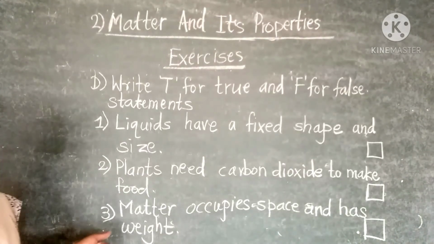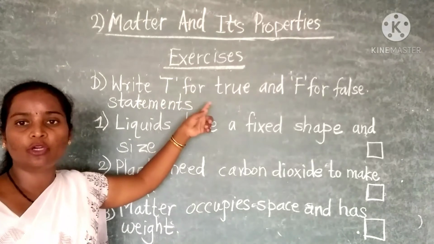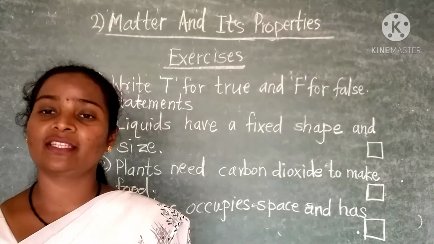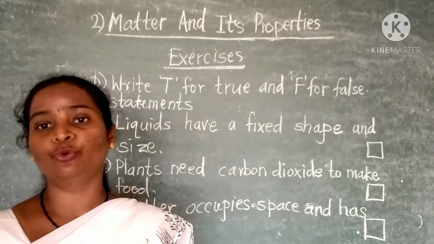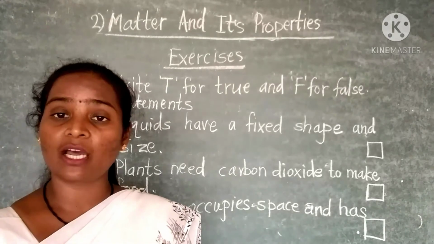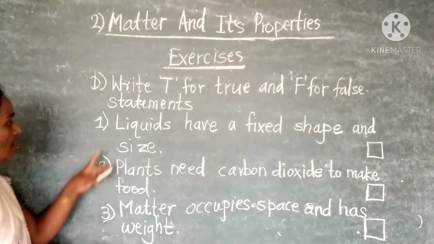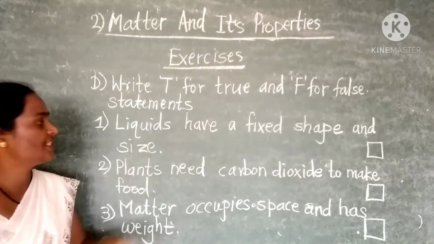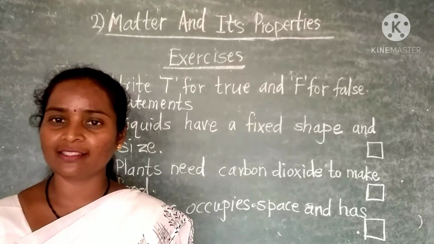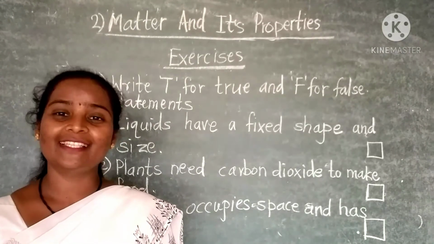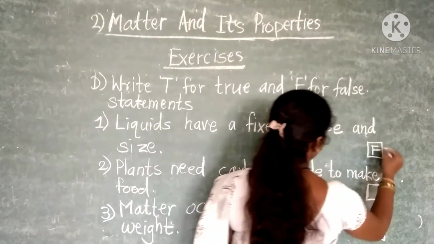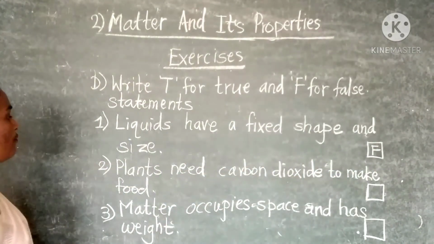Your next question D is to write T for true and F for false statements. Here are three statements. You have to write T for the true statement and F for the false statement. Let's see which are those statements. First, liquids have a fixed shape and size. Is it so? No. This statement is false. So you should write F here.